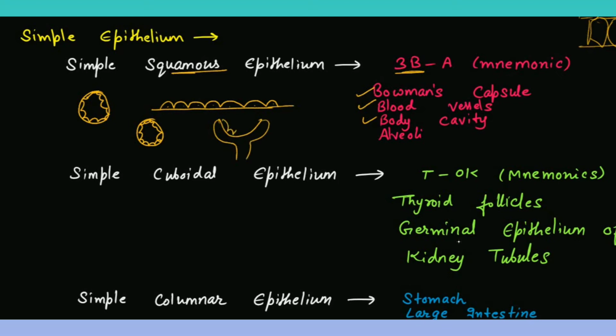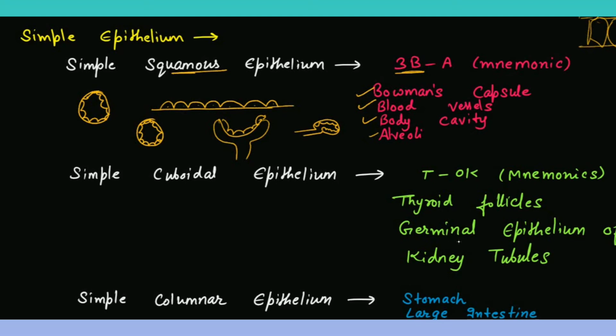If I'm talking about Bowman's capsule, the layer of the Bowman's capsule is the simple squamous epithelium. Got it? Then alveoli. For the alveoli, we have the simple squamous. It's again the cavity inside, so that will be the alveoli. So alveoli, Bowman's capsule, blood vessels, body cavity: simple squamous epithelium.